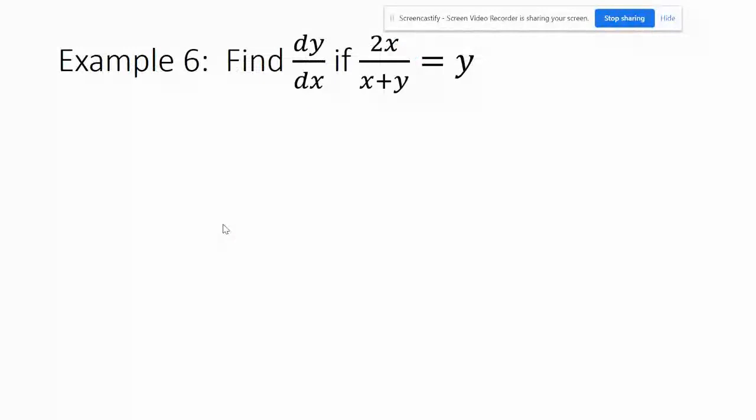All right, find dy/dx if 2x over x + y equals y. So again, we take the derivative of both sides. Now, when I take the derivative of the left-hand side here, I have to use quotient rule. So quotient rule is bottom times top prime minus top times bottom prime. The derivative of x + y is 1 + dy/dx, equals the derivative of y, which is dy/dx, like this.